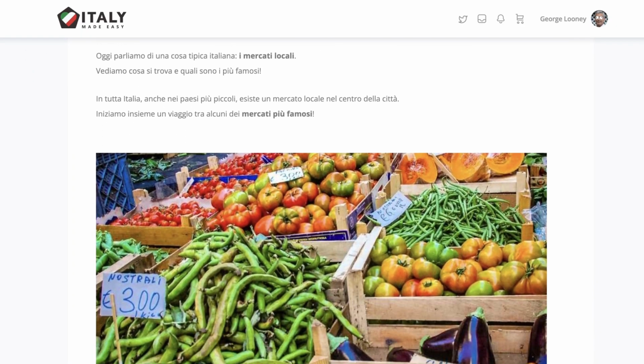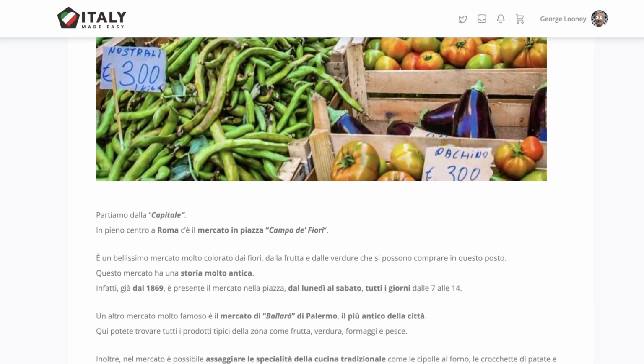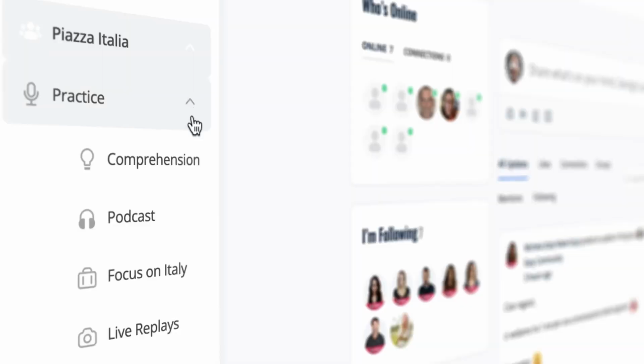They're not like a newspaper article for Italians. So these are created for you. Again, you get the vocabulary, you get the translation, you get to really work on your comprehension of the written text. Also, as a subscriber, you have access to all the supporting resources for a podcast.